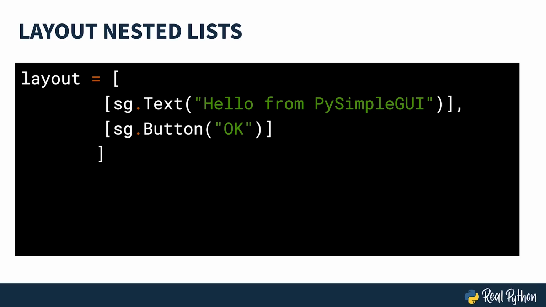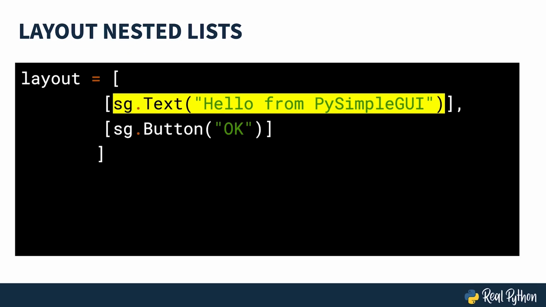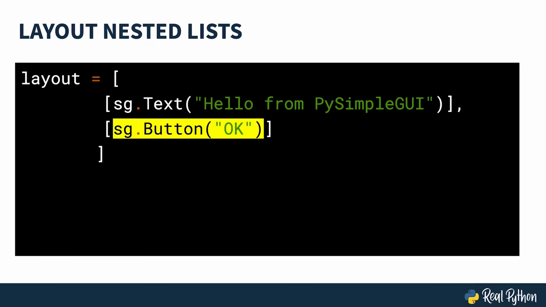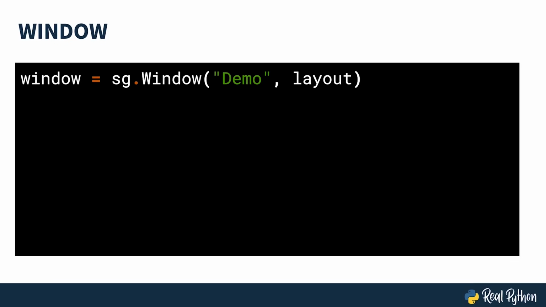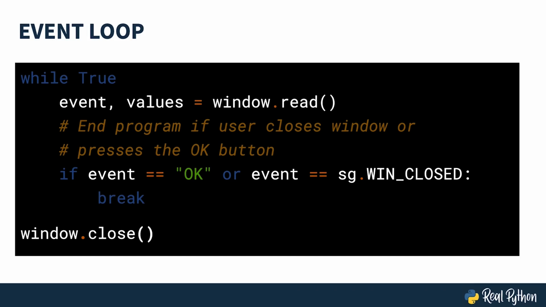Most GUI toolkits allow you to lay out the elements using absolute positioning or by allowing the GUI to lay them out dynamically. PySimpleGUI uses nested Python lists to lay out its elements. In this case, you add a text element and a button element. Then you create the window and pass in your custom layout. The last block of code here is the event loop.